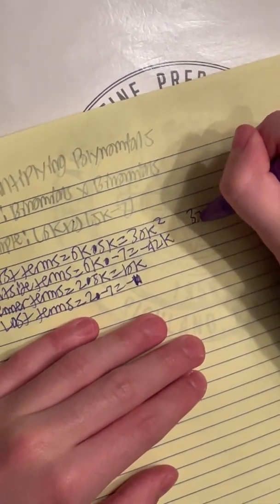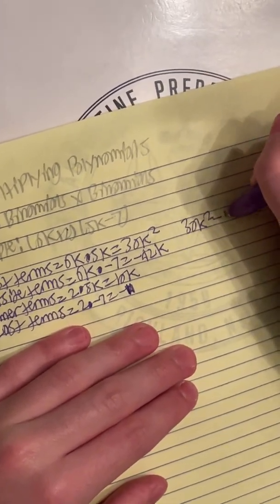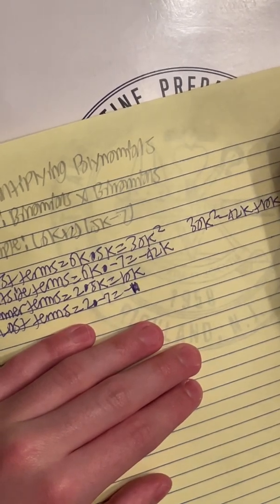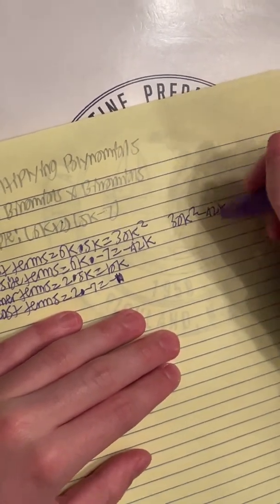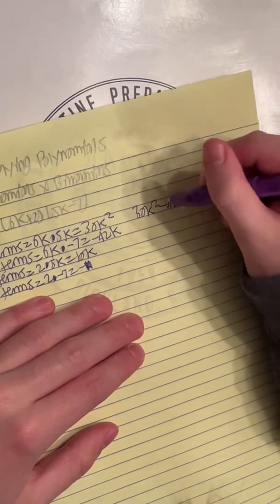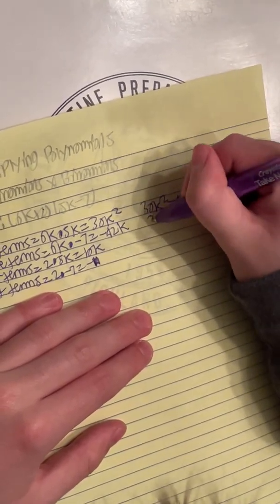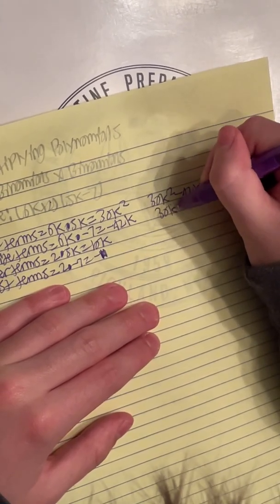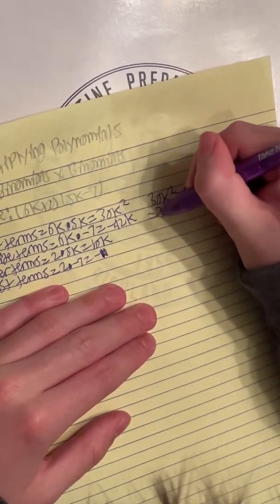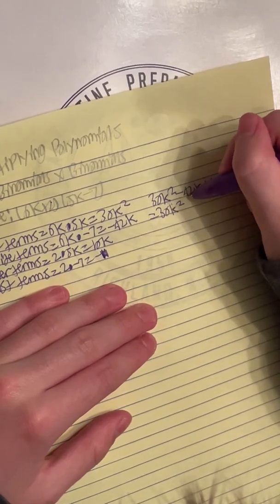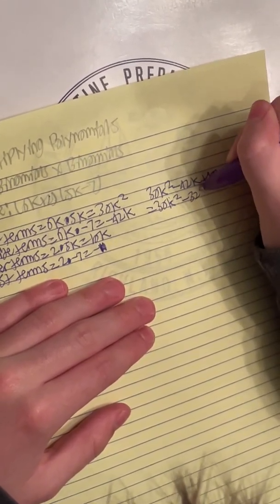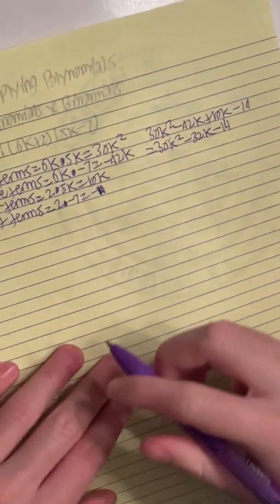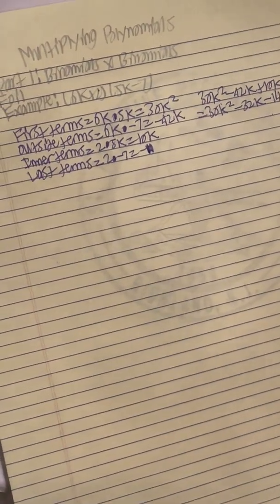So what you're going to do is write it out like so. Notice how I'm going to have to combine my like terms here. So negative 42k plus 10k will get you negative 32k. So your complete answer will be 30k squared minus 32k minus 14. So that's how to FOIL.